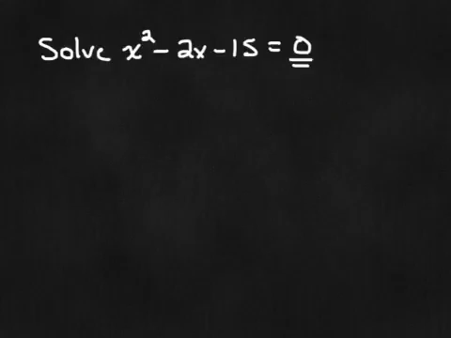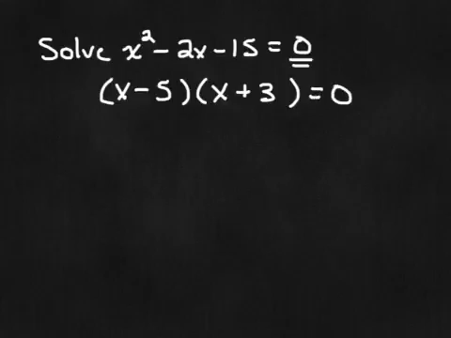So let's factor this. This is our most basic type, no GCF. And so we can put x's up front, find two numbers that multiply to negative 15 and add to negative 2. So that's minus 5 and plus 3 equals 0.